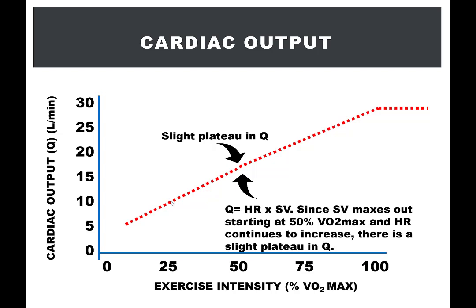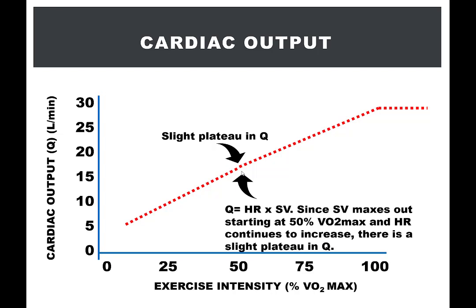Now, why does cardiac output increase from rest to 50% VO2 max intensity? Well, let's take a look at the factors that contribute to cardiac output, which again are heart rate and stroke volume, HR times SV. Remember, from rest to 50% VO2 max intensity, heart rate increases proportionally. And also from rest to 50% VO2 max, we know that stroke volume increases proportionally. So if cardiac output equals heart rate times stroke volume, how would cardiac output change from rest to 50% VO2 max intensity? It would obviously increase because the two factors that contribute to cardiac output increase.